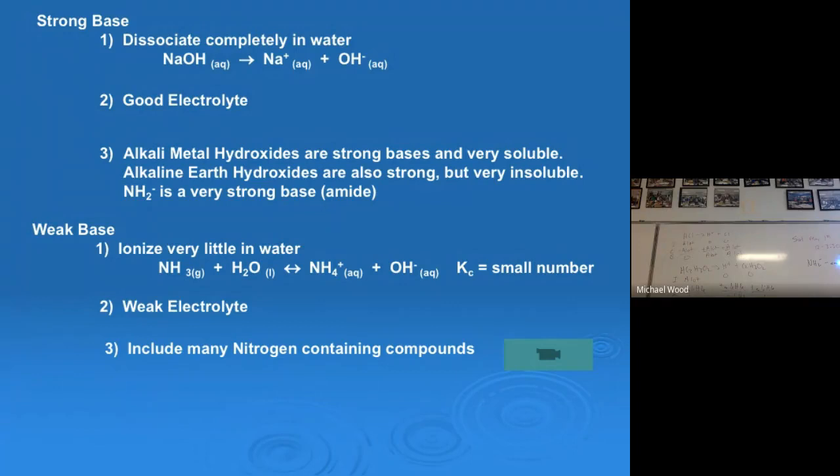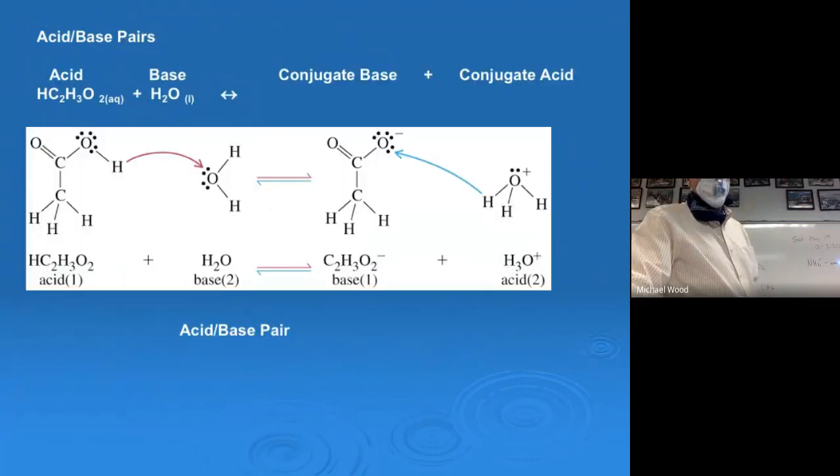What you're going to see as we go through this chapter when we do calculations is that the weak acid and weak base problems are the most complicated. A weak acid ionizes just very little. That's why the light bulb didn't get very bright. It's a weak electrolyte, and a lot of weak bases have nitrogen because of the non-bonded pair.